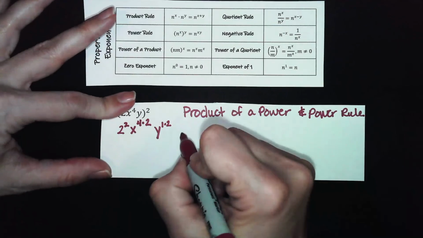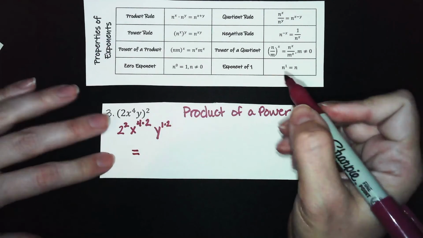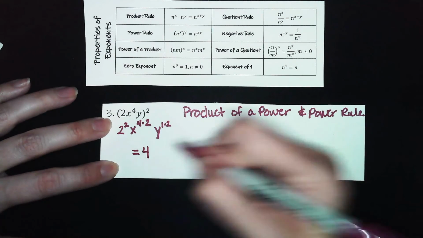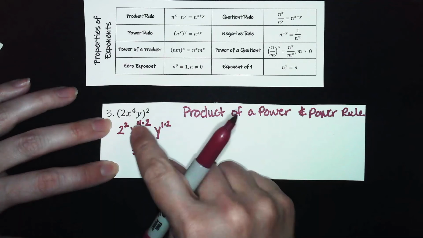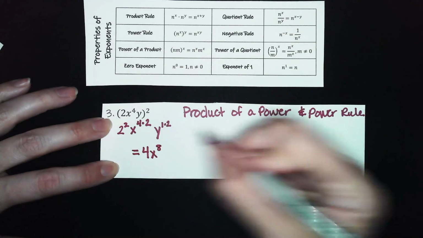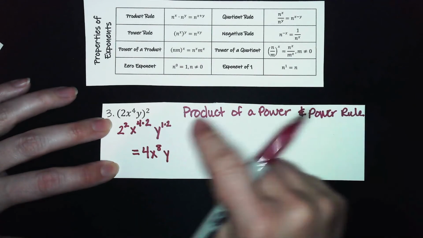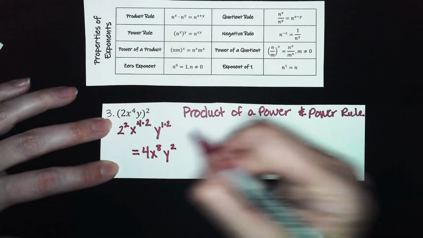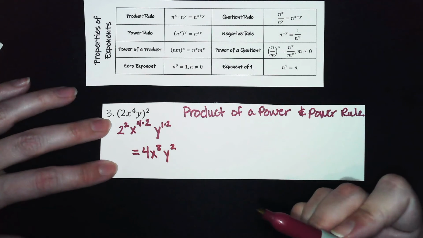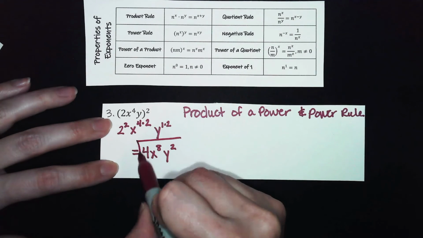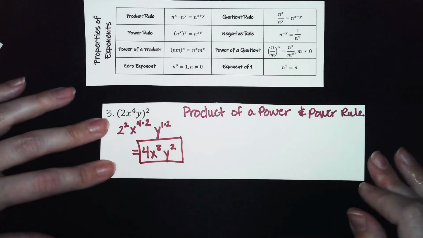So we'll simplify this a little bit. 2 squared is 4. X, and I have 4 times 2 is 8. And I have y, 1 times 2 is 2. Now, I only have x and y written once. I have all my powers being positive. That is as simplified as it gets.